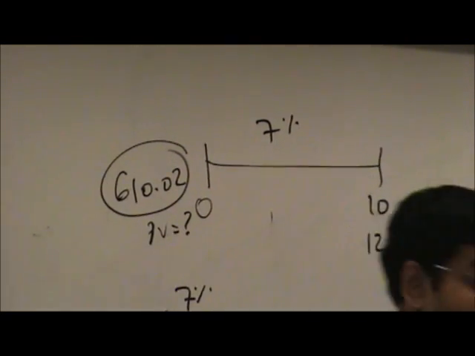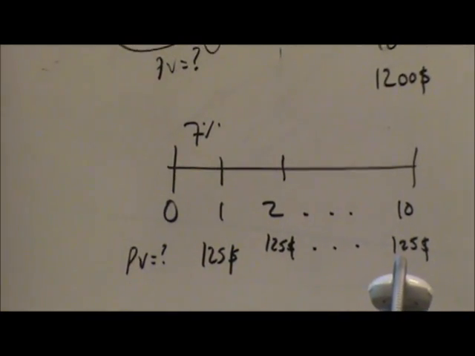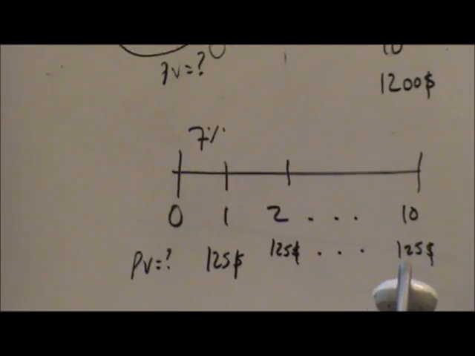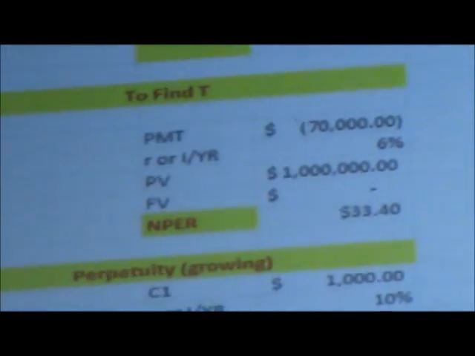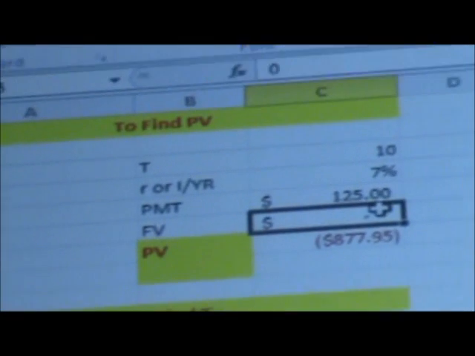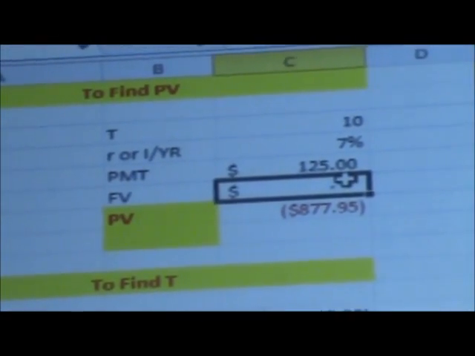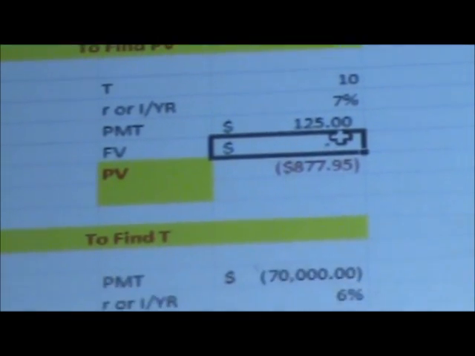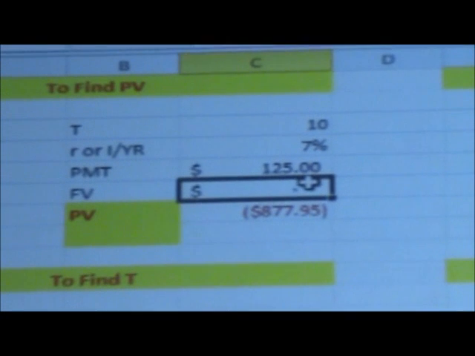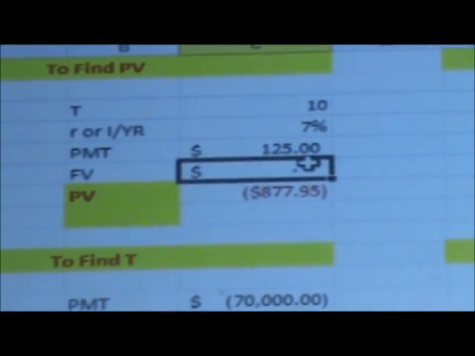Now how would you change that for the second problem? You would say that the future value is a 0, but then give a payment as 125. So then Excel immediately understands that that 125 has to get repeated 10 times. That's the meaning of the PMT. Because it will then repeat that as many number of times as you say as a period. So the present value in this case is 877.